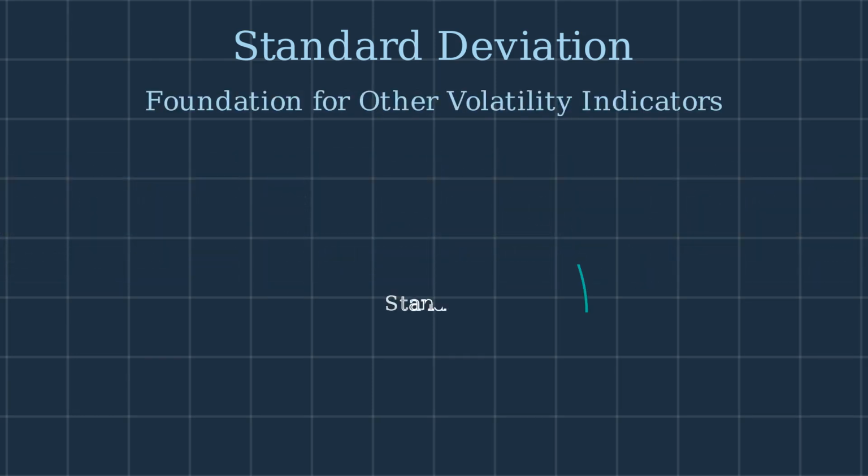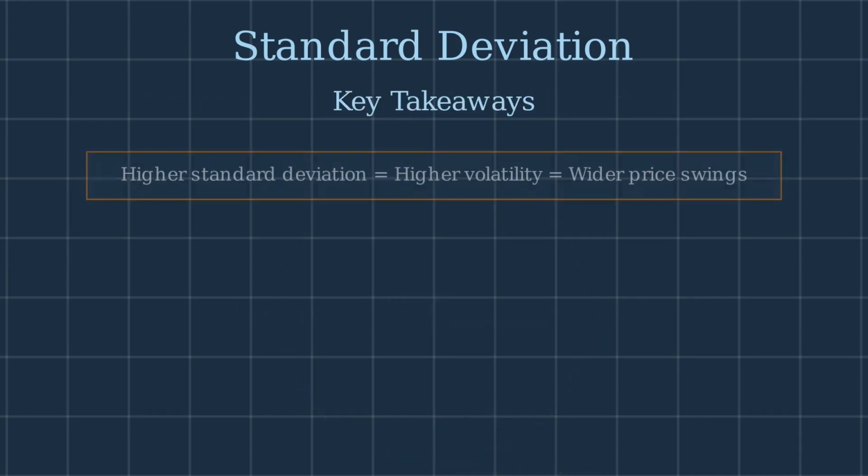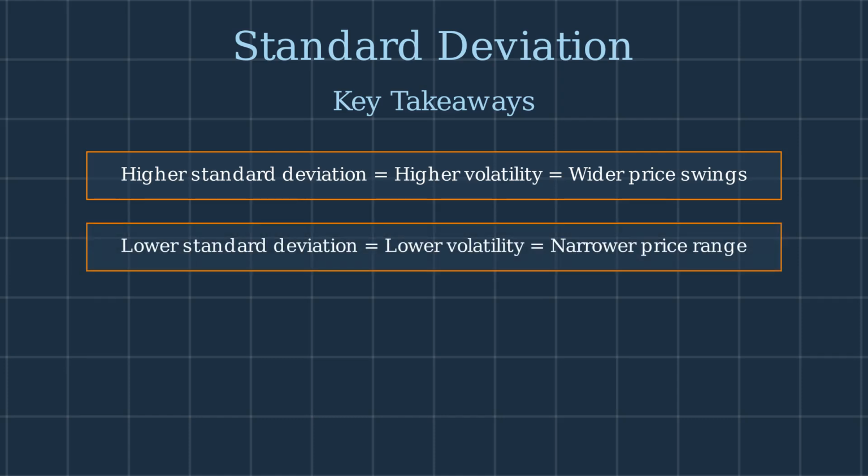Standard deviation forms the foundation of many popular volatility indicators. Bollinger Bands directly use standard deviation to create upper and lower bands around price. Other indicators like the VIX, ATR, historical volatility, and Keltner channels all incorporate concepts related to standard deviation in their calculations. To summarize, standard deviation helps traders quantify market volatility.